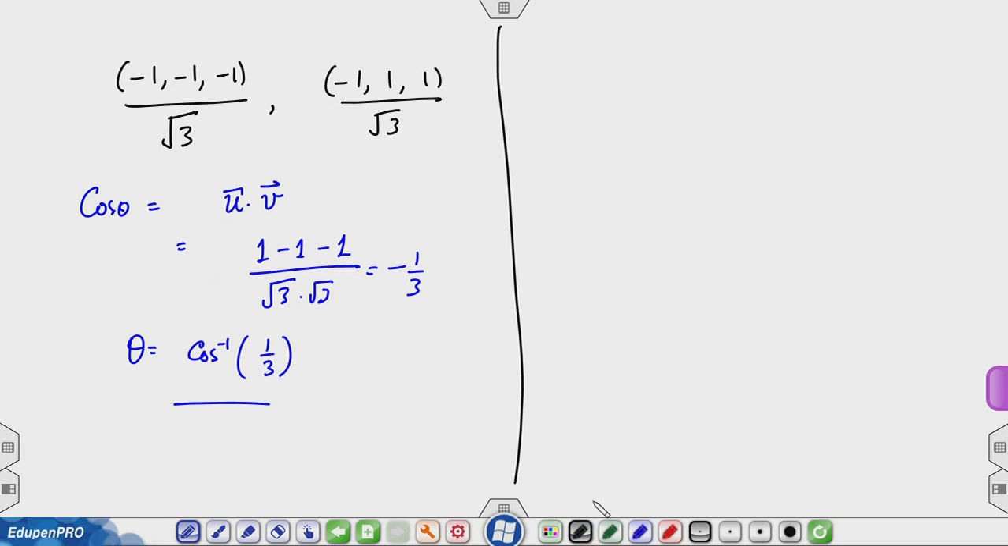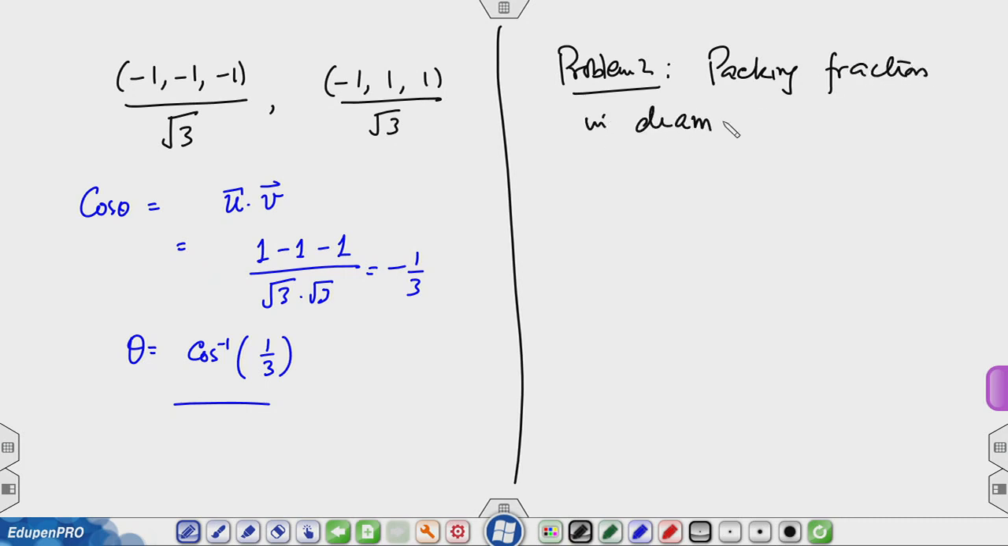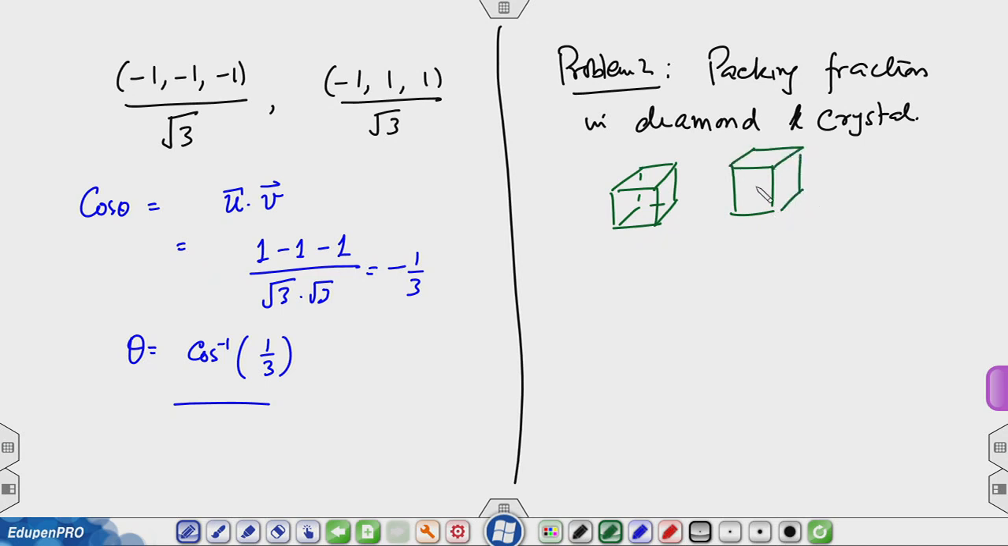Next, I'm going to do packing fraction in diamond lattice or diamond crystal. So if you recall, yesterday I had done simple cubic, BCC, and FCC.